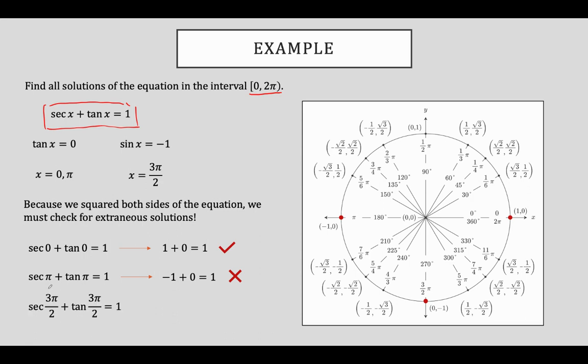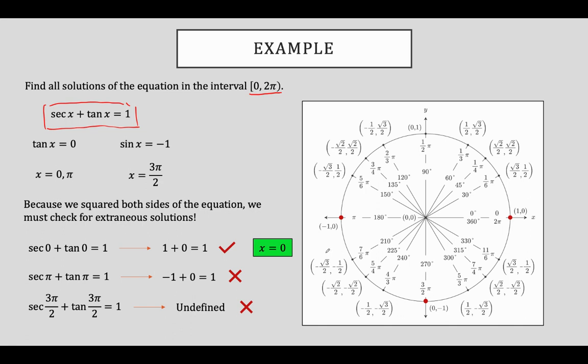And we can test 3 pi over 2. The secant of 3 pi over 2. Well, again, secant is 1 over the x-coordinate. The x-coordinate of 3 pi over 2 is 0. 1 over 0, undefined. Therefore, 3 pi over 2 is also going to be an extraneous solution. So our only answer in this case, x is equal to 0.